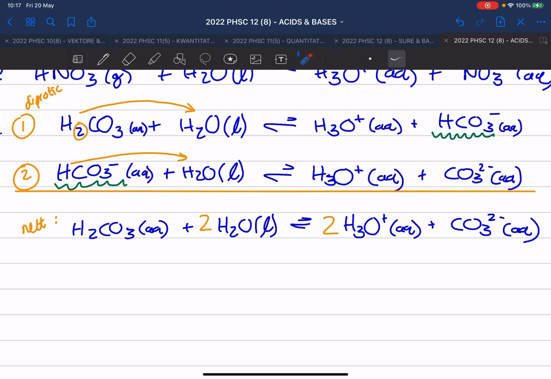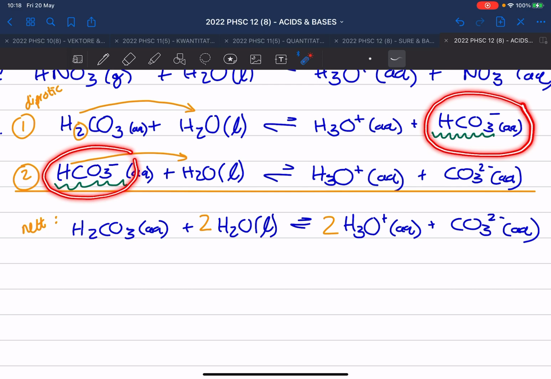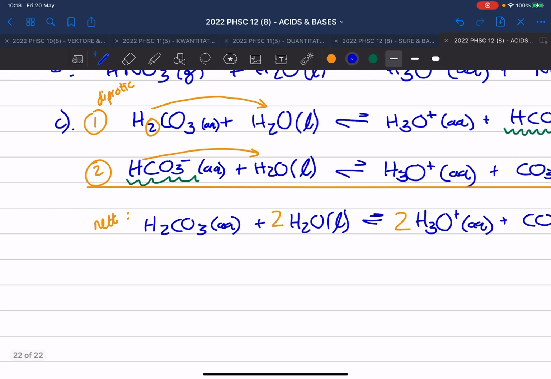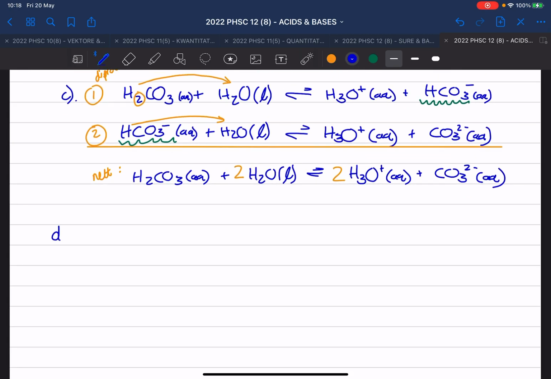What's the last one's name? Yes. The hydrogen carbonate ion, or the bicarbonate ion. Here it is a base, here it is an acid. Okay. Right, the next one, question D, is the same.